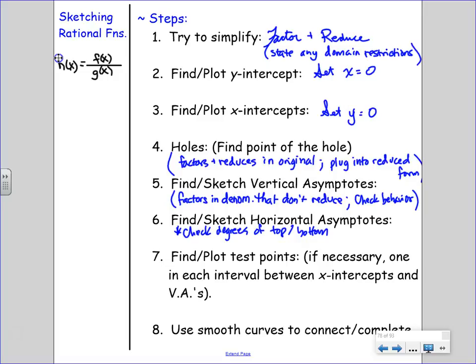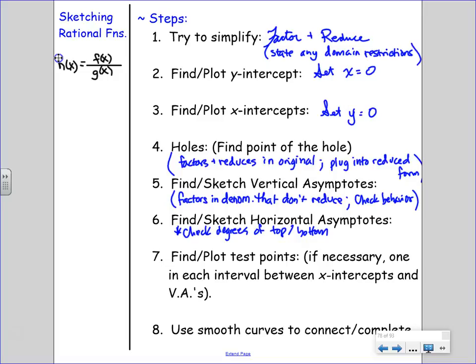Now, number 7, we didn't actually need to do this one in our example because we checked the behavior around the vertical asymptote and we kind of just saw how the function was going. However, number 7 is available. Number 7 says, hey, what we can find in 1 through 6 is good, but it doesn't necessarily get you a perfect graph every time. Kind of like that weird one I showed you that could have been a graph until we checked the behavior. So number 7 says, if you're not sure, find and plot a few test points.